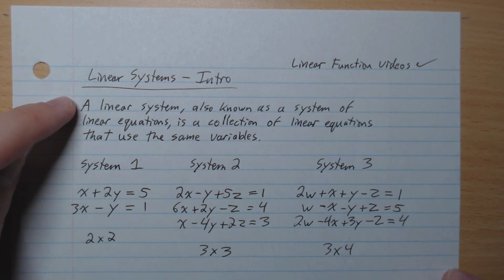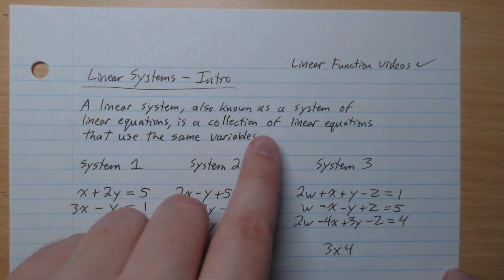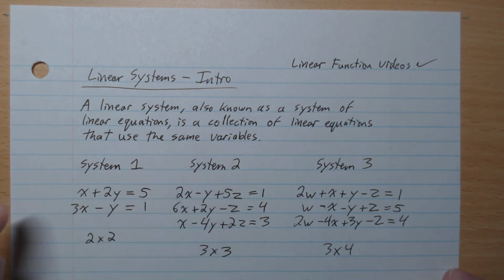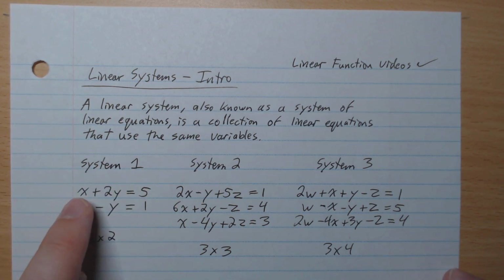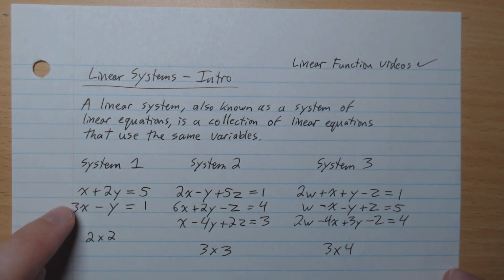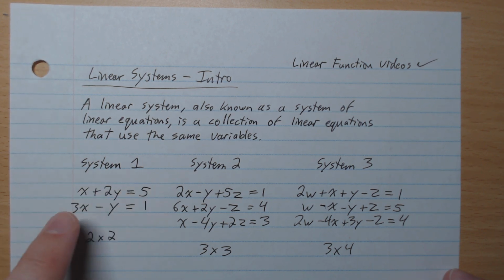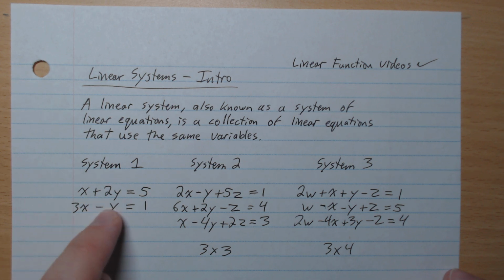So a linear system, also known as a system of linear equations, is a collection of linear equations that use the same variables. Here we have system number 1, where we have x plus 2y equals 5 and 3x minus y equals 1 as the two equations. We notice that they're linear. There's no squares or square roots or anything like that. They are linear equations, and here we have two of them. And so we say it's a 2 by 2. We have two equations with two variables.